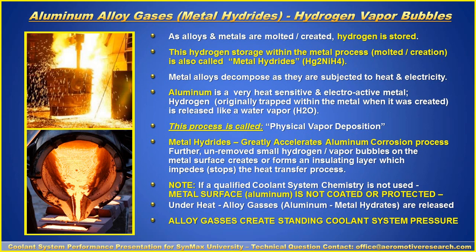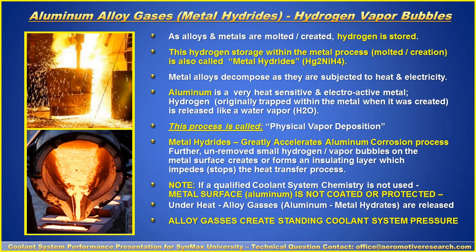Now, aluminum is very heat sensitive and an electroactive metal. The hydrogen, which is originally trapped within the metal when it was created, is released like a water vapor. This process is called physical vapor deposition. Okay? Metal hydrates greatly accelerate the aluminum corrosion process. Further, unremoved, these small hydrogen vapor bubbles on the metal surface form an insulating layer which impedes and stops the heat transfer process.